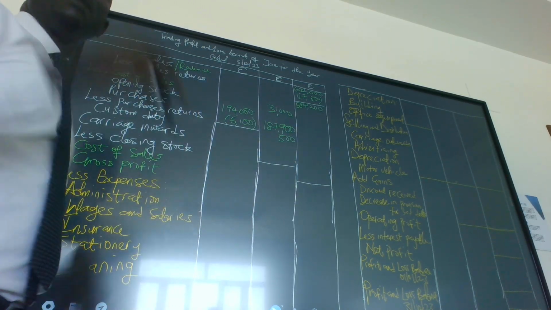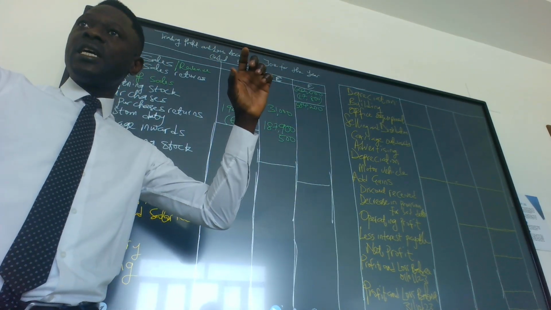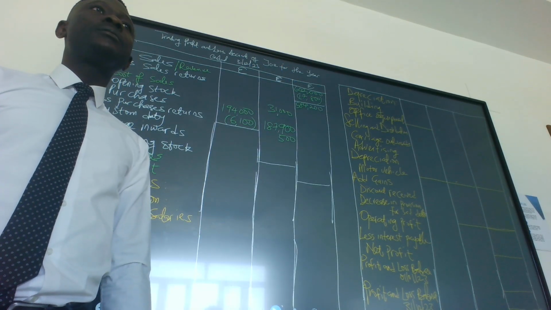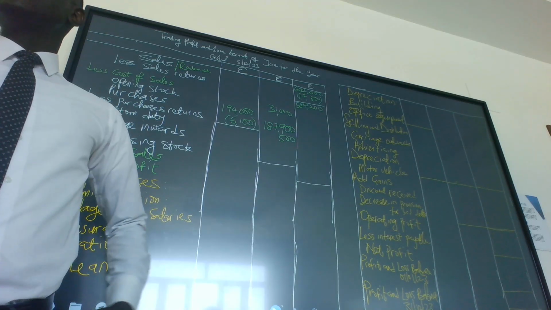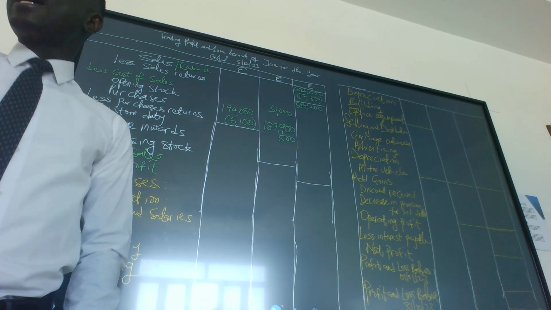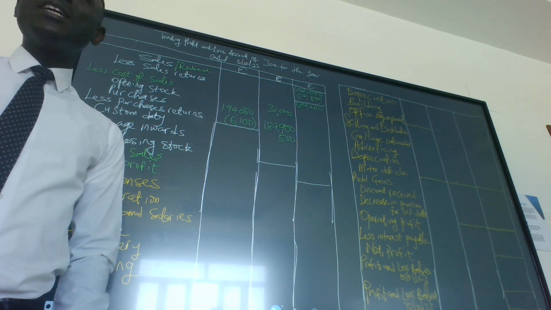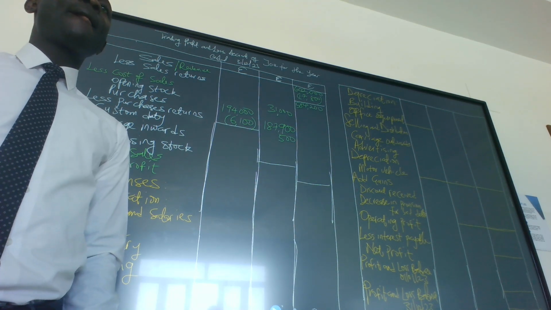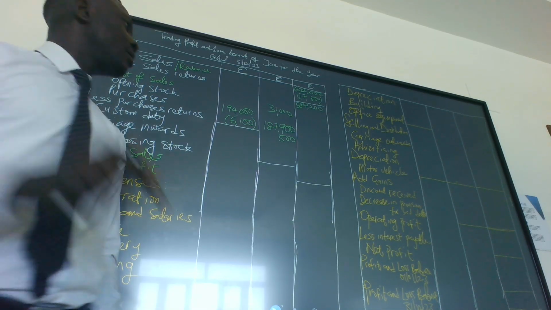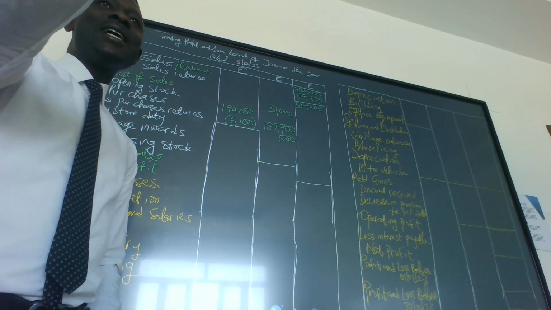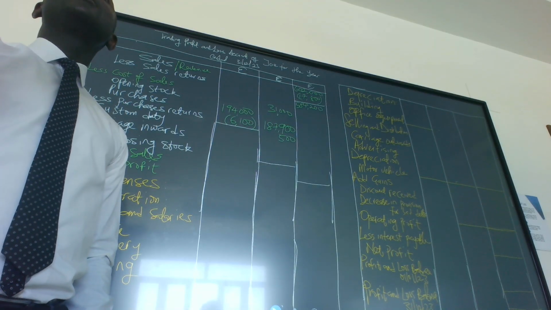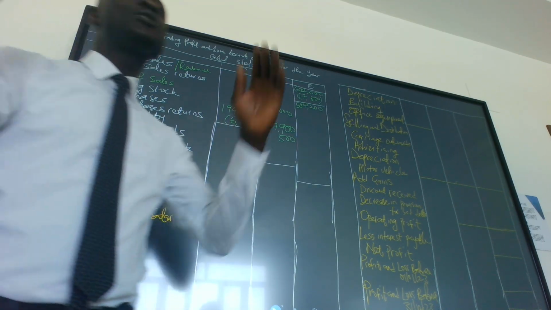Carriage inwards. Remember we did carriage yesterday. We have carriage inward and carriage outward. What's your carriage inward for yesterday? In the additional information, we did carriage on sales, carriage on purchases. Carriage on sales is carriage outward. The total carriage is 10,200.